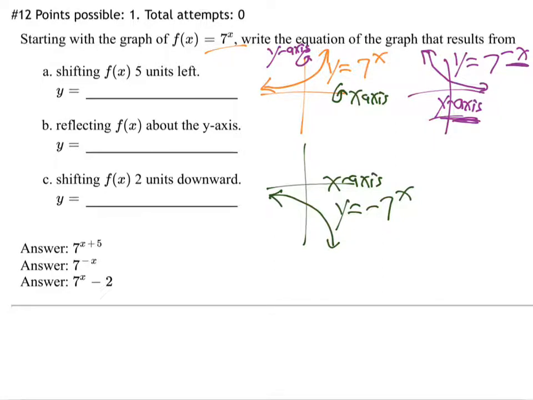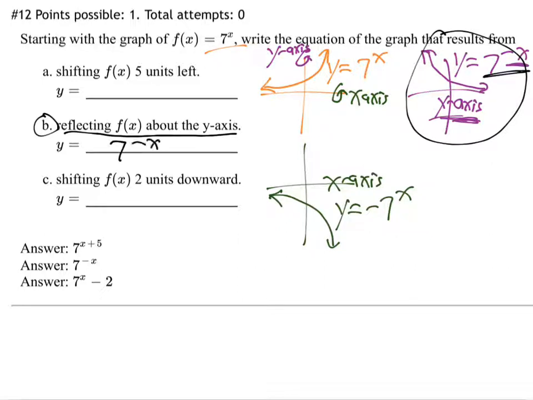Or that's part B. I'm sorry, I'm doing part B, aren't I? Let's get this straight here. What am I doing? Reflecting about the y-axis. That's this one. That's a reflection across the y-axis. A sideways flip, it's y equals 7 to the minus x. 7 to the minus x. It's a flip across the y-axis. Sideways flip across the y-axis.